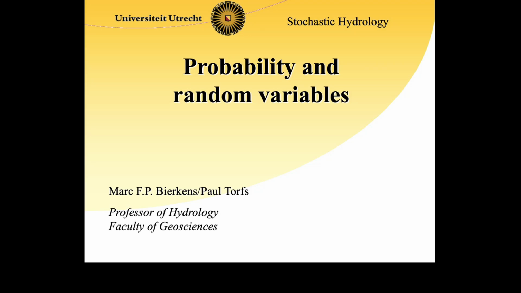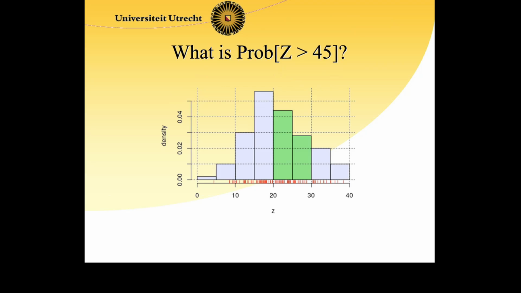This is chapter 3 on probability and random variables, the first part. Let's start. So this is a histogram of the data that we showed previously in chapter 2, descriptive statistics.